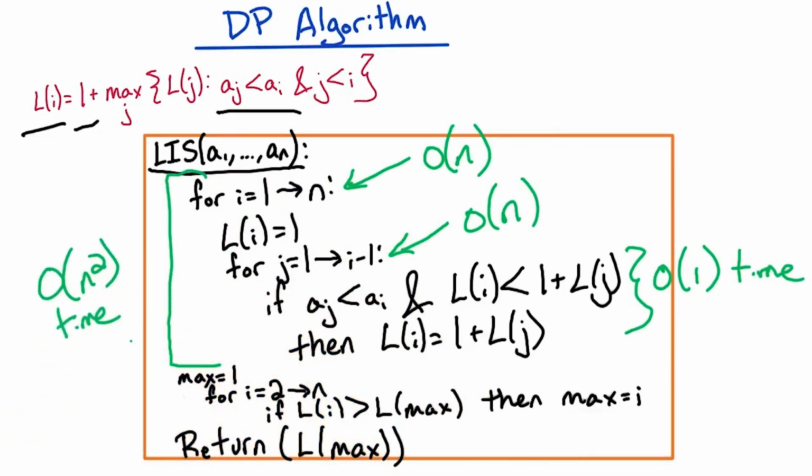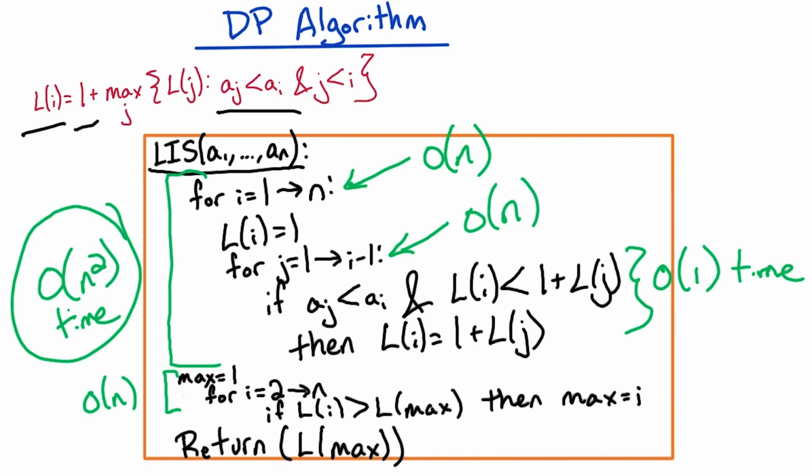Finally, we have another for loop, which finds the max entry in the table. This is one for loop. It's not nested. This is order n time. Therefore, the total runtime of our algorithm is order n squared time. This completes the formulation of our dynamic programming algorithm and the analysis of its running time.